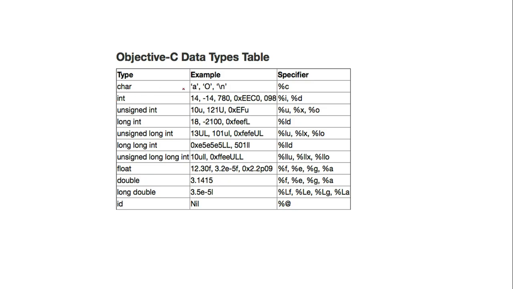Okay, to read a character from the user, you need to use %c. For int, you can use %i or %d, any one but not both. For unsigned, you can use %u, %x or %o. For long int, we need to use %ld, but not %d. Okay, I think you got the point. So this is regarding format specifiers.